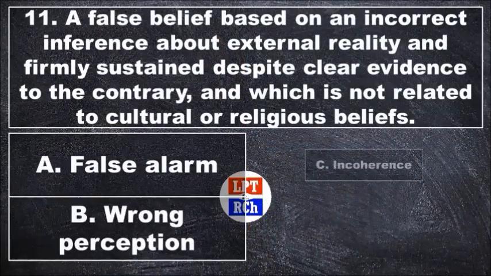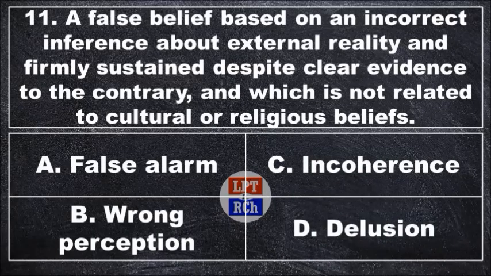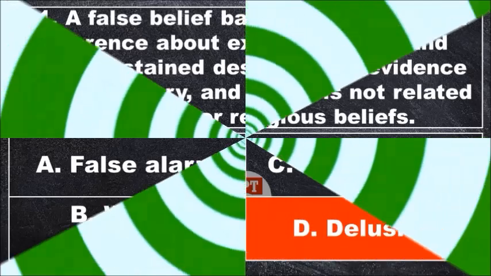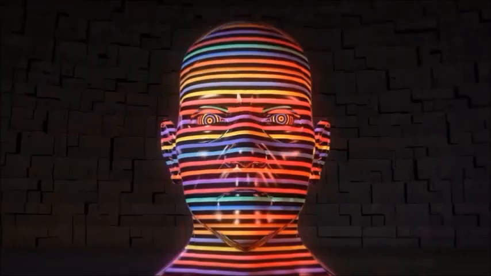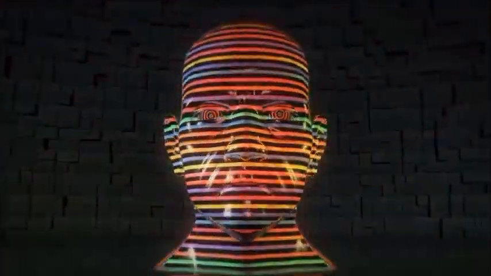11. A false belief based on an incorrect inference about external reality and firmly sustained despite clear evidence to the contrary, and which is not related to cultural or religious beliefs. A. False alarm. B. Wrong perception. C. Incoherence. Or D. Delusion. The best answer is D. Delusion. In the Diagnostic and Statistical Manual of Mental Disorders, a delusion is defined as a false belief based on incorrect inference about external reality that is firmly sustained despite what almost everybody else believes and despite what constitutes incontrovertible and obvious proof or evidence to the contrary.